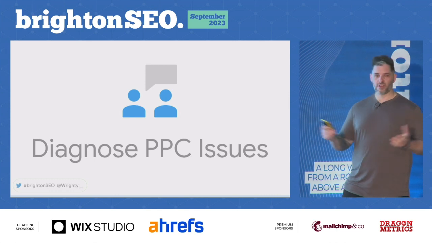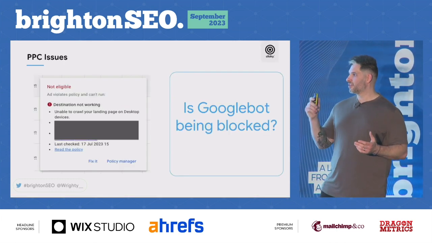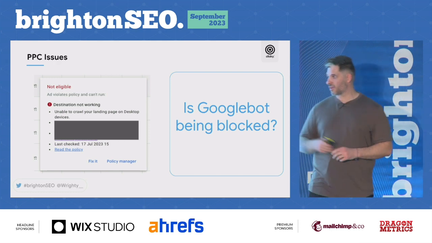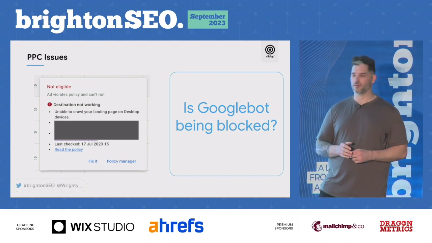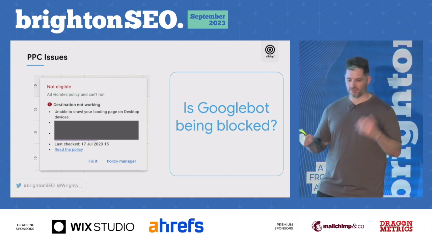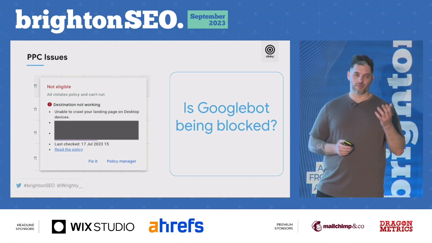Something else you can do, if anyone works with PPC teams, a bit of love for your PPC team here, is you can start to help them with issues they might get in the ads platform with log files as well. So again, an example that we had, you can see the date on that, it's July this year, it's very, very recent. We had a destination not working error from Google Ads, and they just said they were unable to crawl it.